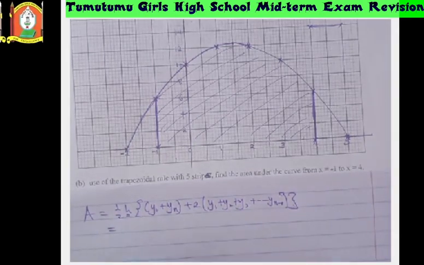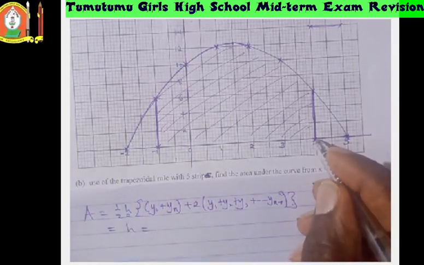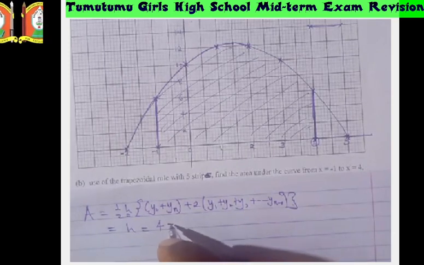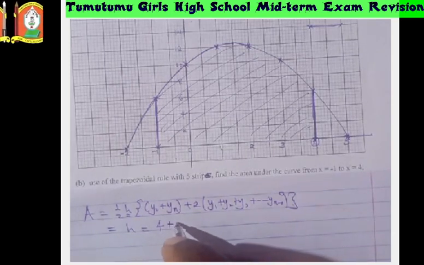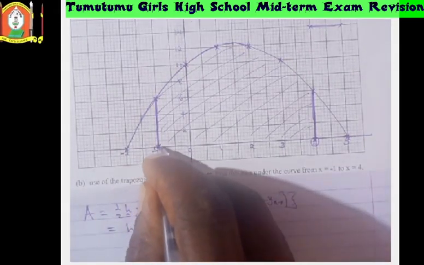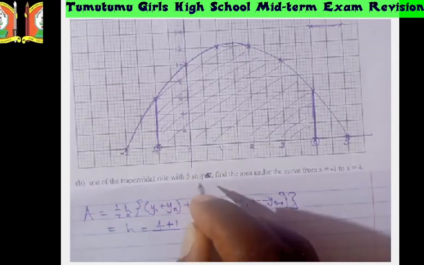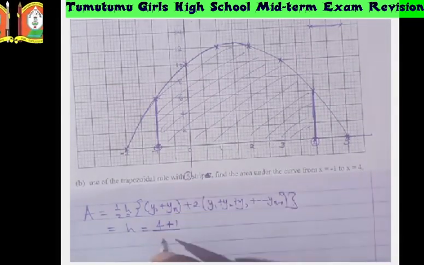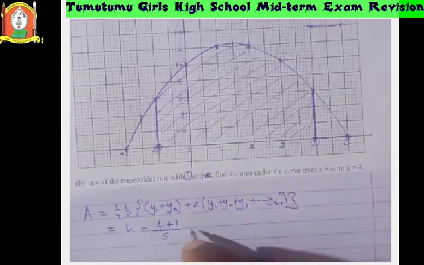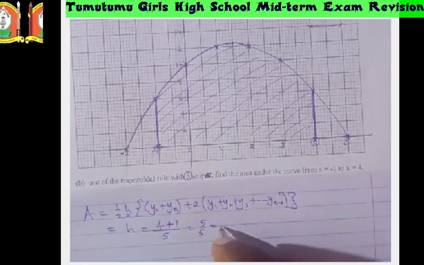So we need the value of h. How do you find h? h is always equal to the maximum value of x, which is 4, minus the minimum value of x, which is -1. Then you divide by the number of strips. We are told there are 5, and this one gives us 5 over 5, which is 1.